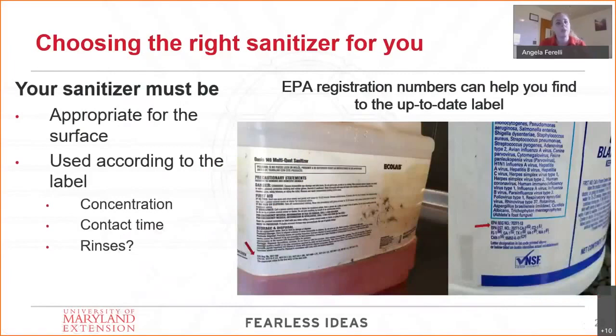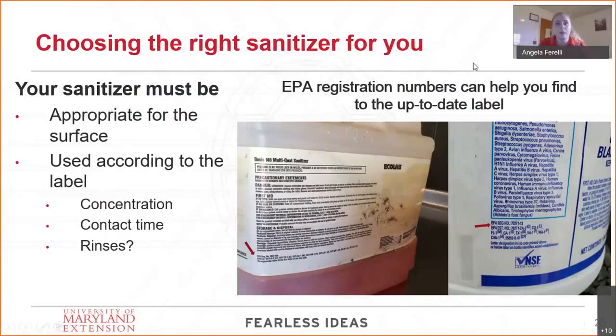So a little bit more about sanitizers. Remember that sanitizers are registered pesticides, so they must be used according to the label. And that label is going to give you a lot of really important information about how to use that sanitizer effectively and safely. So it's going to tell you what surfaces you can use it on, if it's available for use in vegetable wash water or in irrigation water, or in our case on food contact surfaces. It's going to tell you what concentration to mix up, how long to leave it on the surface so it can do its job, and if a final rinse is needed.